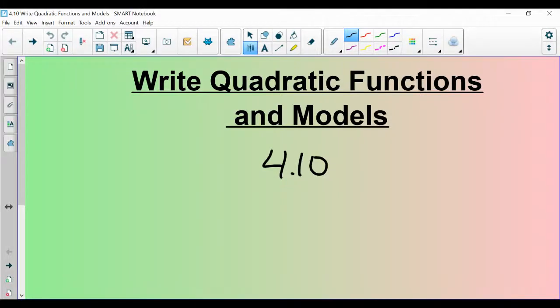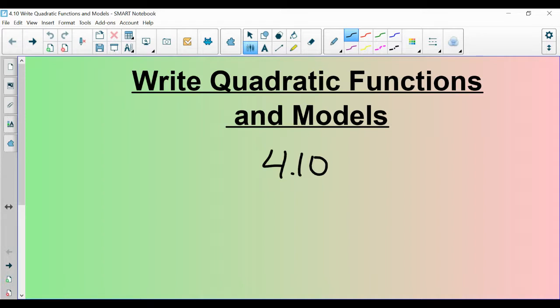Hello, Algebra 2 students. This is a lecture on section 4.10, which is about writing quadratic functions in models. Throughout chapter 4 so far, we started out by graphing quadratic equations. That was section 4.1 and 4.2.